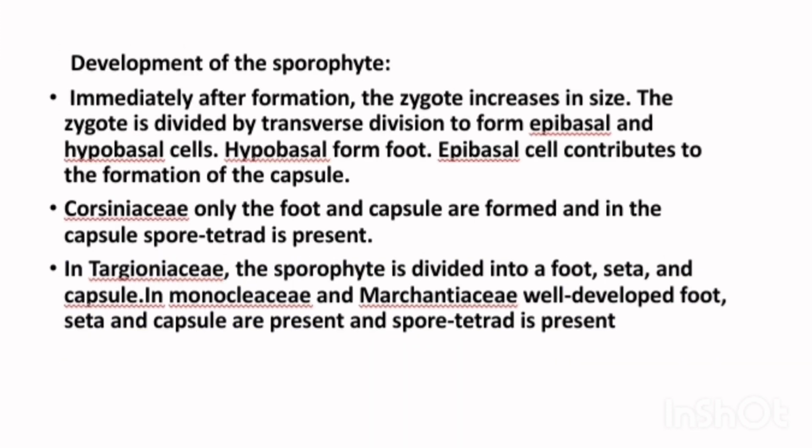The development of the sporophyte in Marchantiales. Immediately after formation, the zygote increases in size. The zygote divides by transverse division to form epibasal and hypobasal cells. The hypobasal cell forms the foot, and the epibasal cell contributes to form the capsule. In Corsiniaceae, only the foot and capsule are formed, and in the capsule a spore tetrad is present. In Targioniaceae, the sporophyte is divided into foot, seta and capsule. In Monocleaceae and Marchantiaceae, a well-developed foot, seta and capsule are present, and a spore tetrad is present.